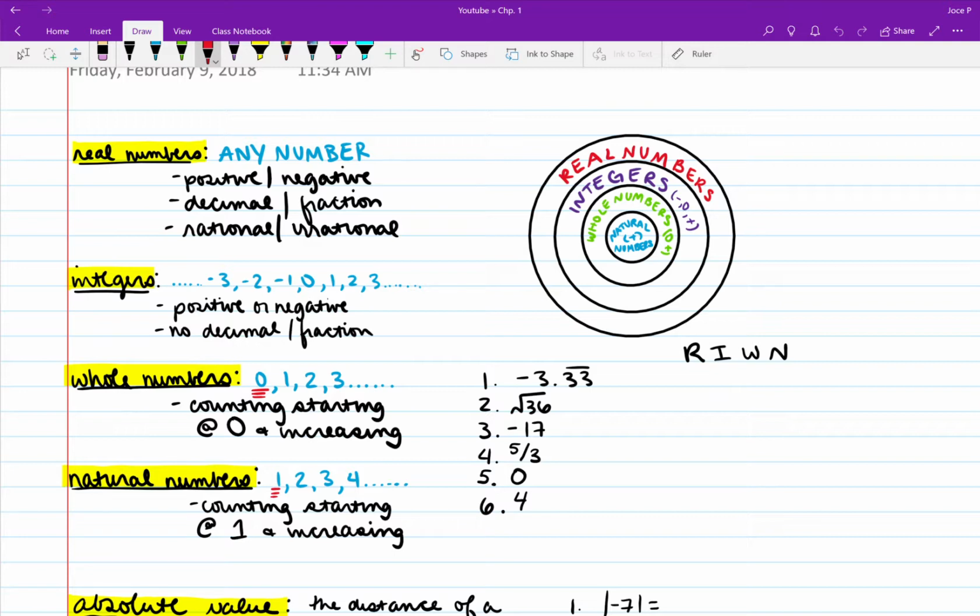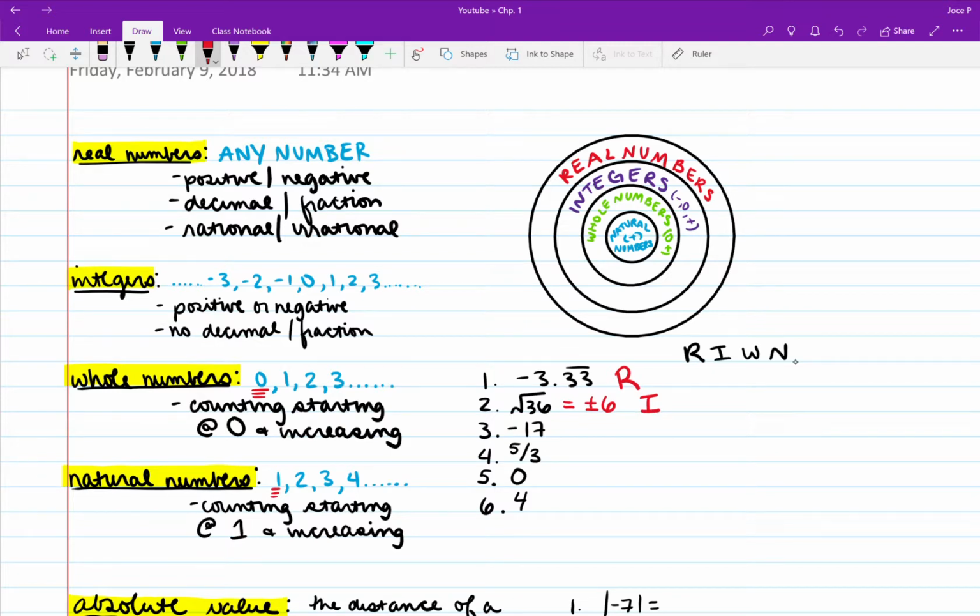So once we decide what's the outermost circle it could be and the innermost, we'll know that it has to be the one right outside of that. So this is a real number, but it's not an integer. Now we have root 36. Well, root 36 is actually equal to plus or minus 6. That is going to be an integer. It's a positive or a negative number.